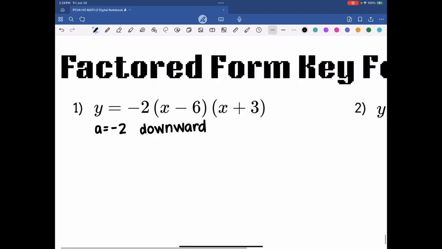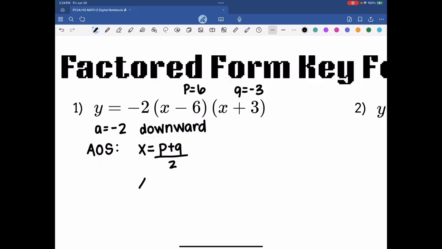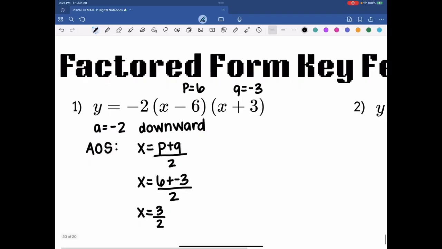But if I want to find my axis of symmetry, so remember my axis of symmetry formula is x equals p plus q divided by 2. So in this one, my p value is 6 and my q value is negative 3. So we're going to say x equals 6 plus negative 3, and divide that by 2. So my axis of symmetry is located at 3 over 2, or 1.5.